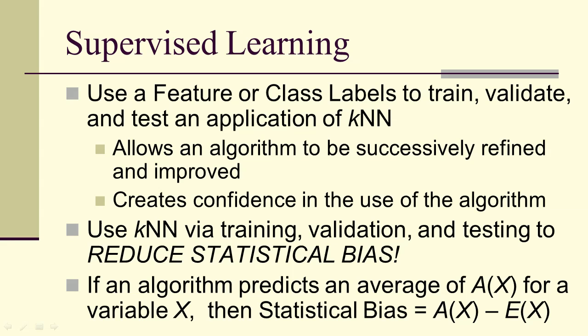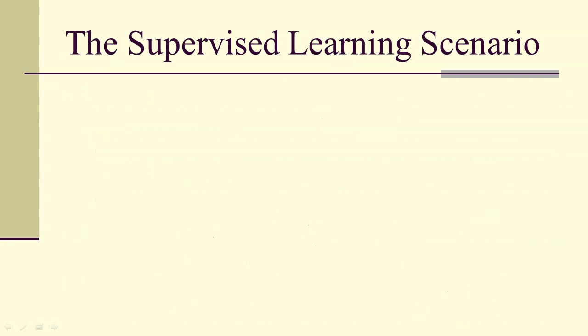Now, if an algorithm predicts an average of a of x for variable x, then rigorously, statistical bias is the difference between the average and the actual theoretical expected value. Just reminding us that statistical bias is not a holistic term. It actually can be defined very precisely.